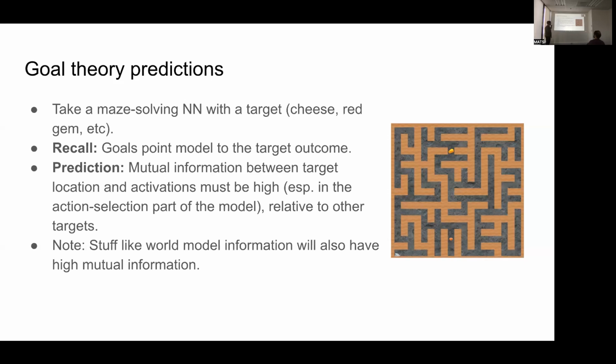And just to note, we expect other things in the environment to have high mutual information with activations, such as world model information, for example the mouse location or information about the paths. This is because the action selection part of the model needs to take these things into account. Okay, so now we're going to try and operationalize what we mean by measuring mutual information.